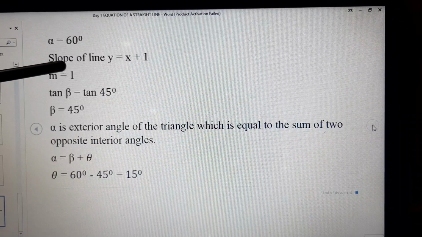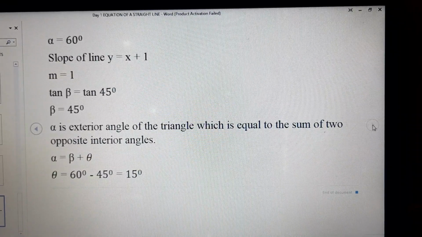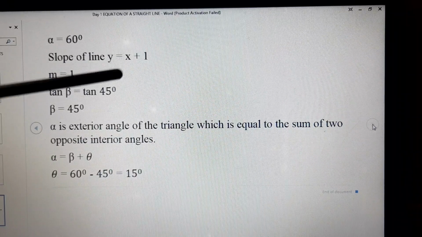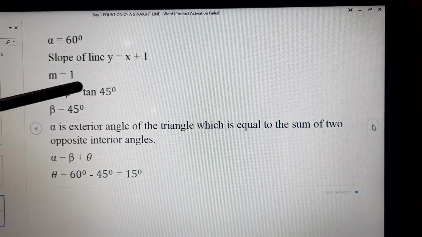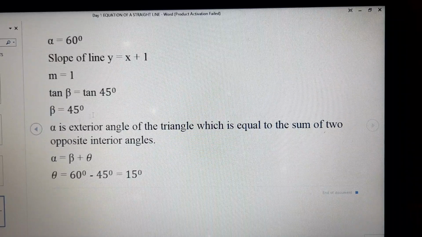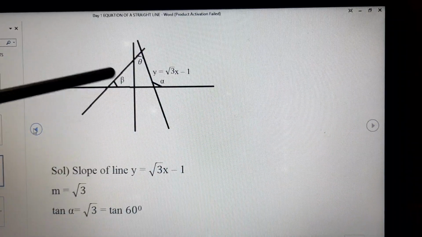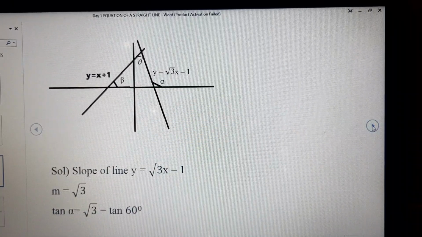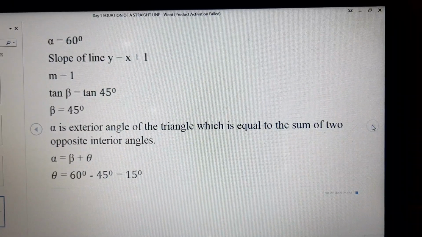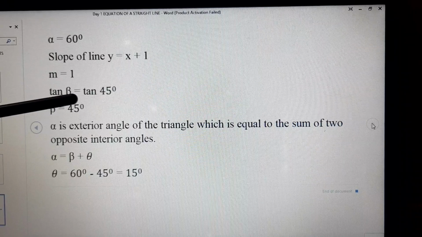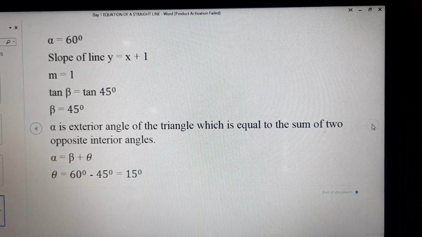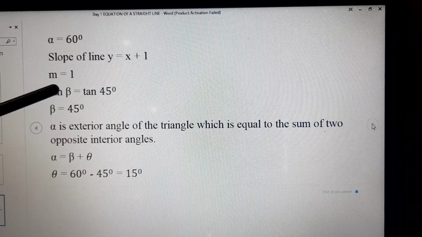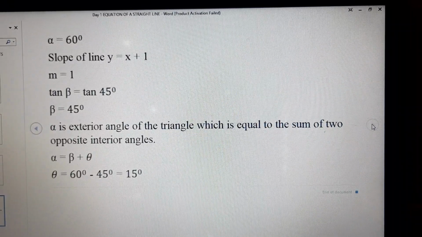Likewise, if I take the line y is equal to x plus 1 and compare it with y is equal to mx plus c, so m is 1 into x, m is 1. And as this line was making angle beta, the standard form is m is equal to tan theta, but I have written m is equal to tan beta because it is making angle beta. 1 is tan 45, so beta will be equal to 45 degrees.